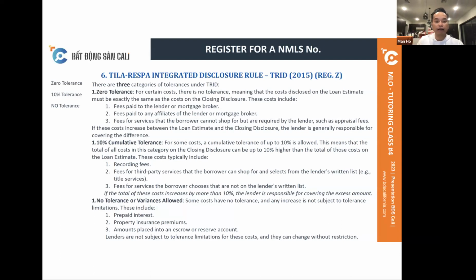Okay, so lenders are not subject to tolerance limitation for these costs, and they can change without restriction, meaning the lender will not pay for this, right? For zero tolerance and 10% cumulative tolerance, the lender will pay for the difference. For this no tolerance, the lender doesn't pay for it. And the majority of this is that it's changed within the limit, so there's no need for paying.